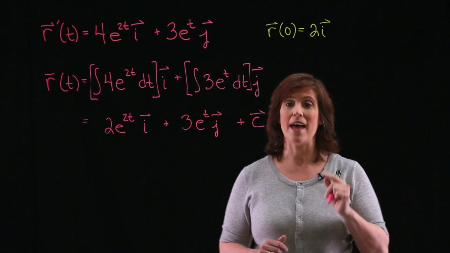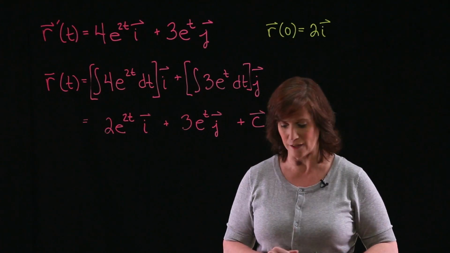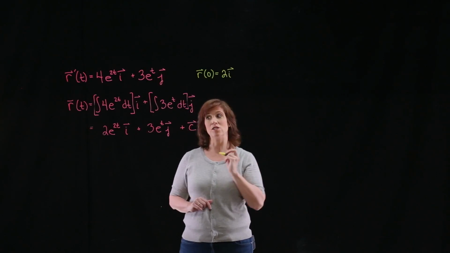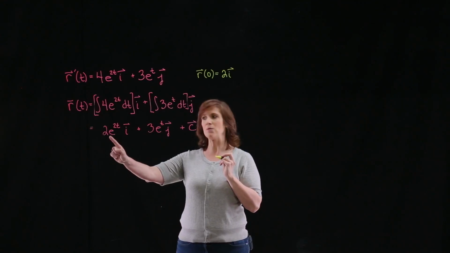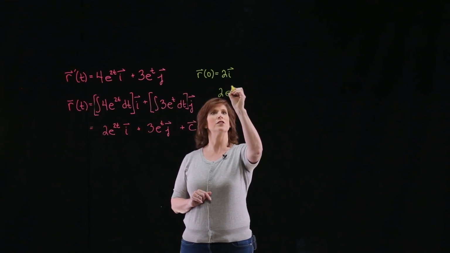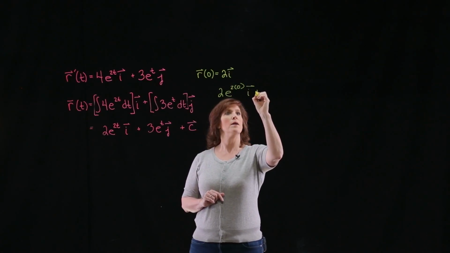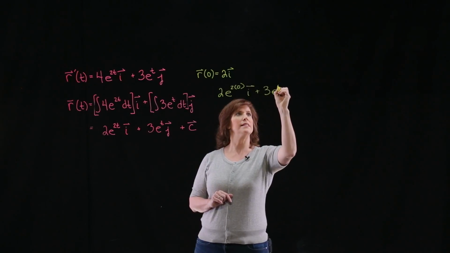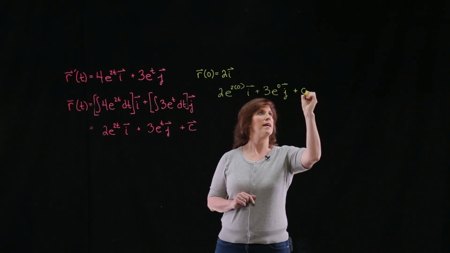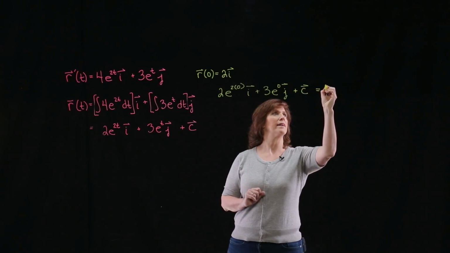Okay, now I'm going to go ahead and use that initial condition to help me figure out what that constant vector is for this particular problem. So I know that r of 0 is 2i. So I'll plug 0 in for all the t values. So this will be 2e to the 2 times 0 times my vector i plus 3e to the 0 times my vector j plus that constant, and that's going to equal 2i.